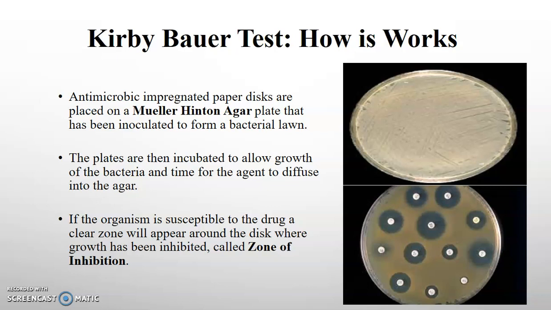The problem is, let's say you were swabbing bacteria on the plate, and you accidentally left this whole section up here blank. You just forgot to put bacteria there. And we put an antibiotic right in the middle there.